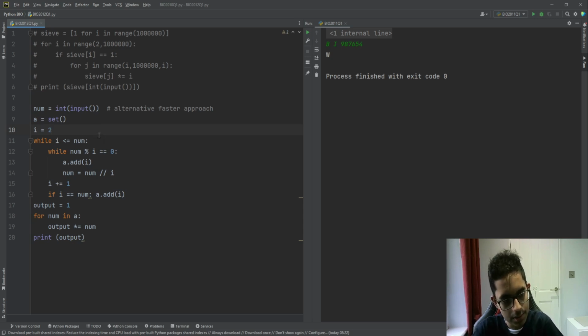And as soon as a number has completed its prime factorization, it will become 1, which means that it will always be greater than whatever I we have. And as soon as the I is greater than the number, we'll break out of this while loop.